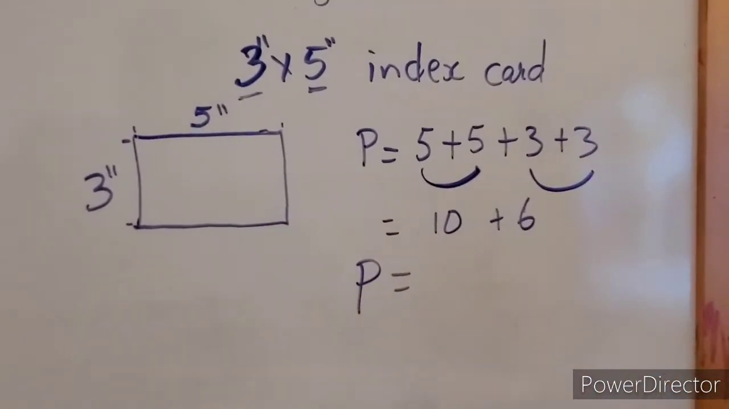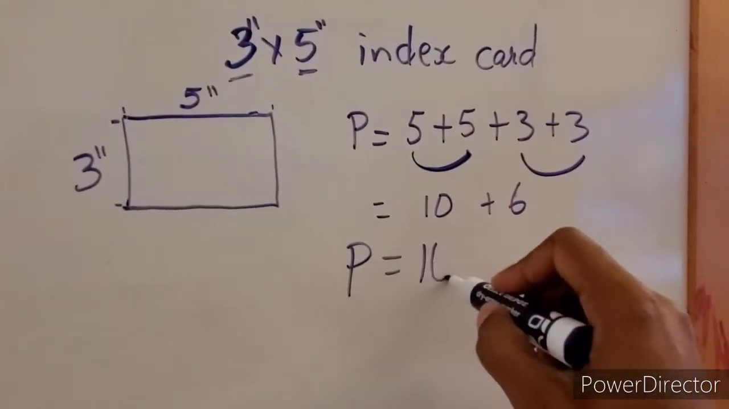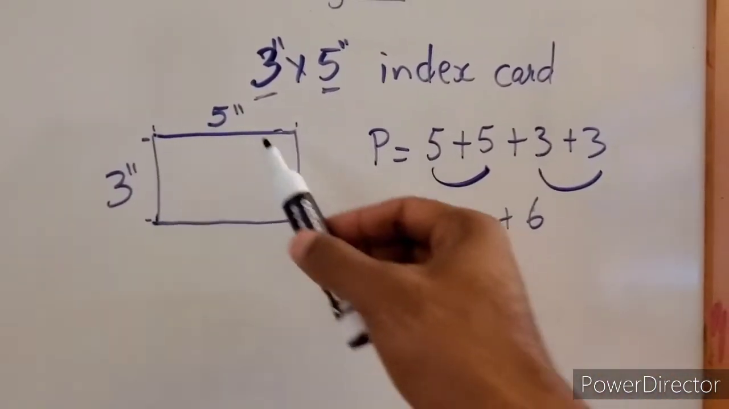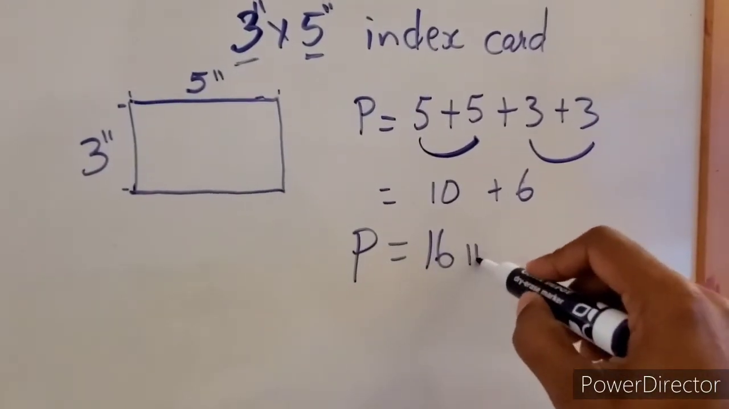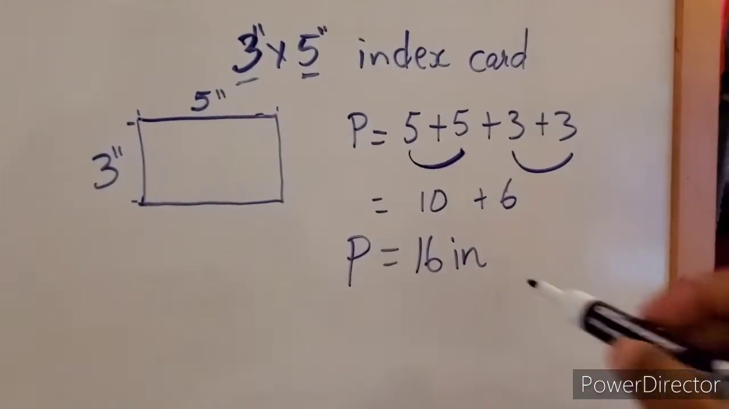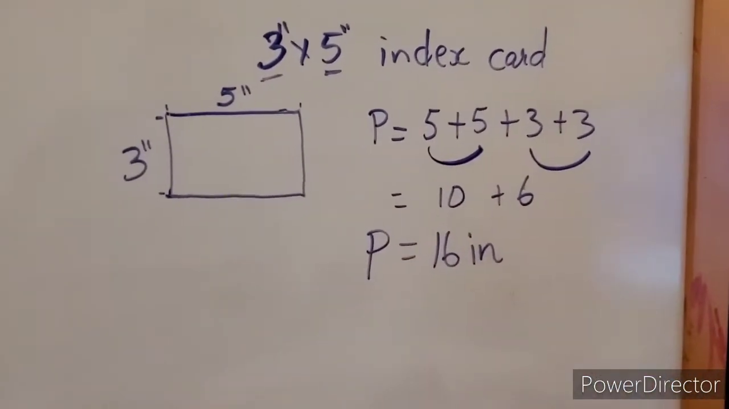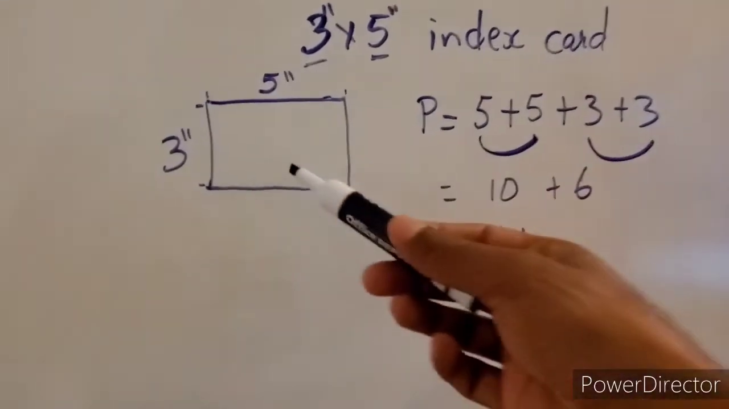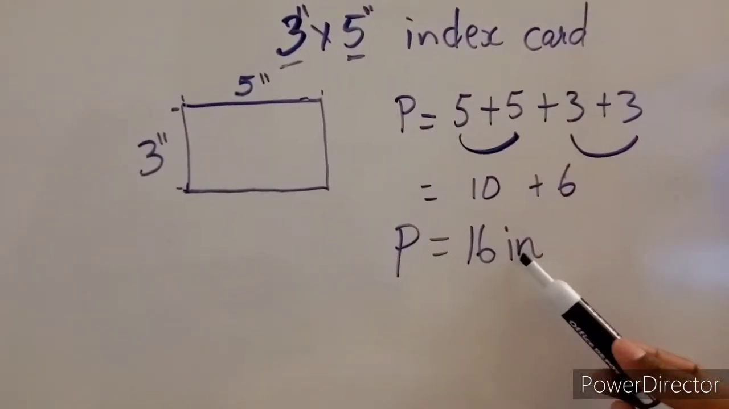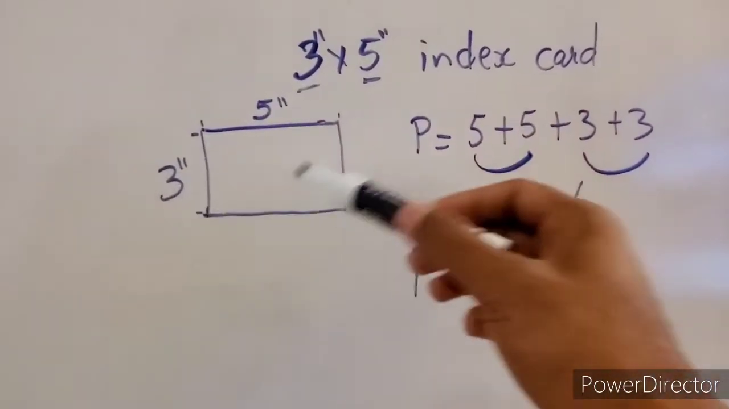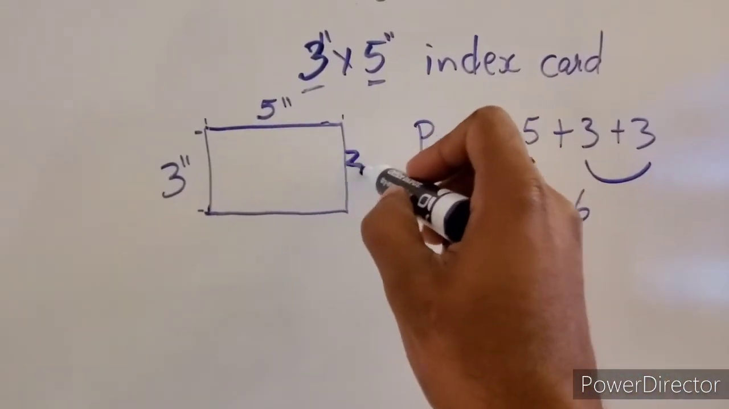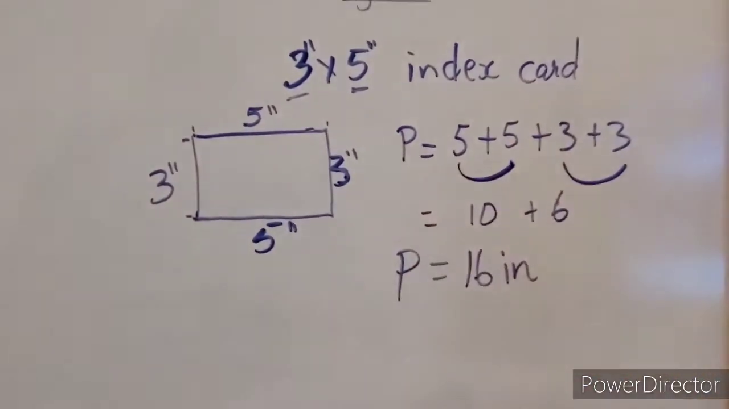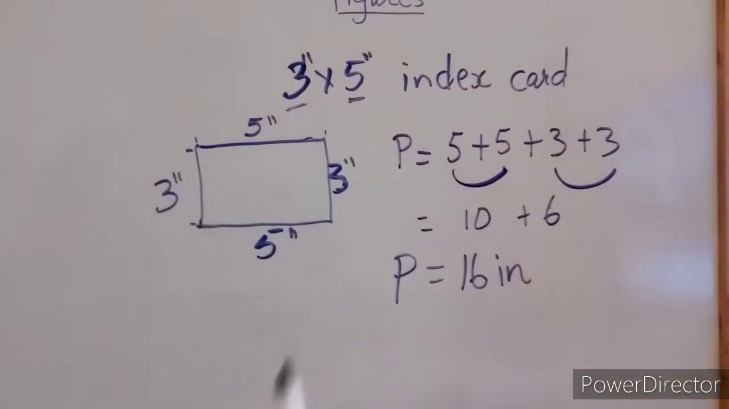10 plus 6 is 16, and please remember your unit. What is the unit? It's in inches, so it's 16 inches. Inches written in short form is IN, instead of the entire word. So the perimeter of this index card is 16 inches because it's the distance around it. And if you want to go ahead and label all of these, this side is 3 inches and that side is 5 inches, because the perimeter is the distance around the object.